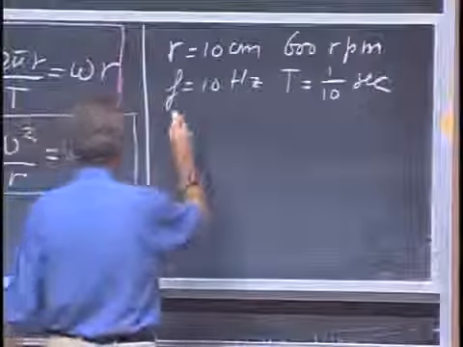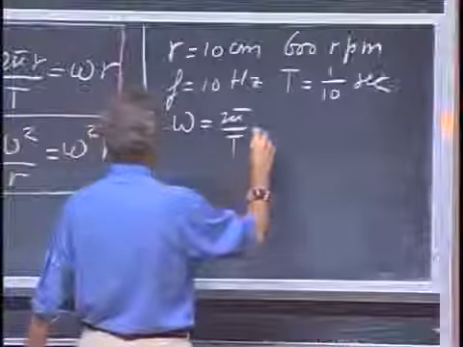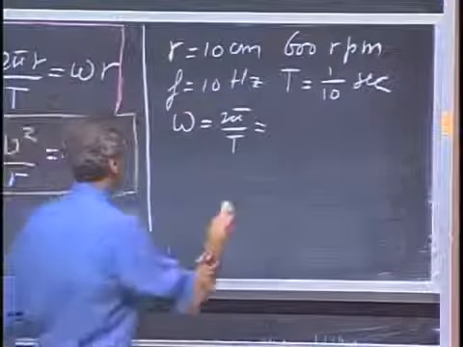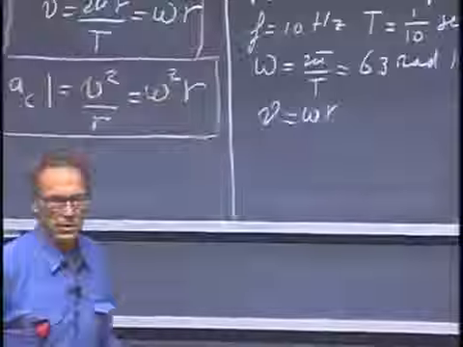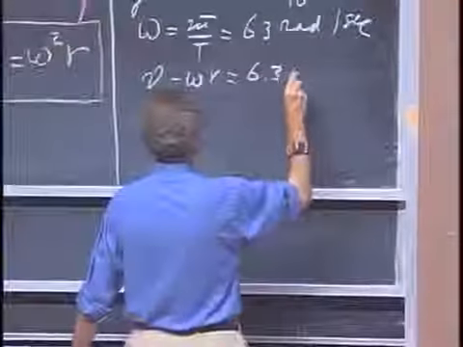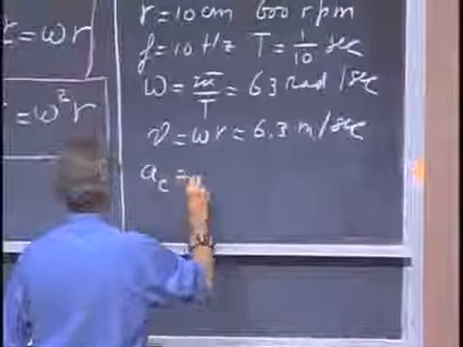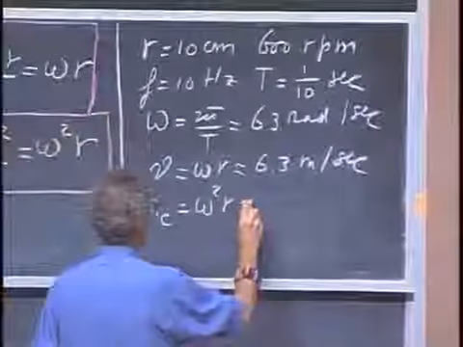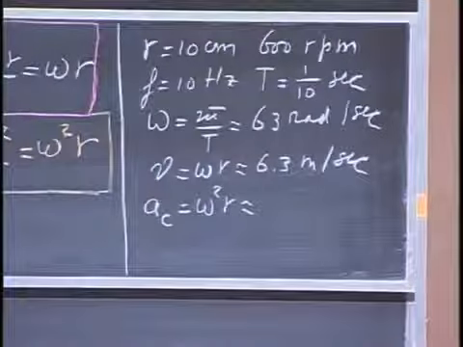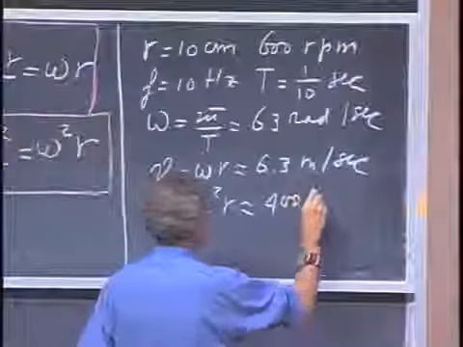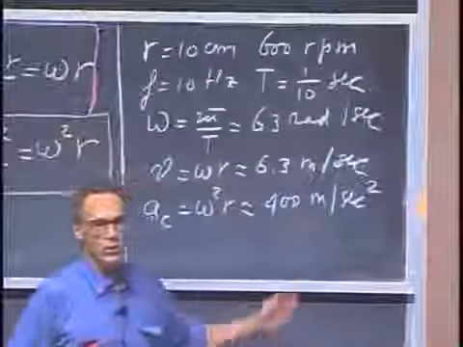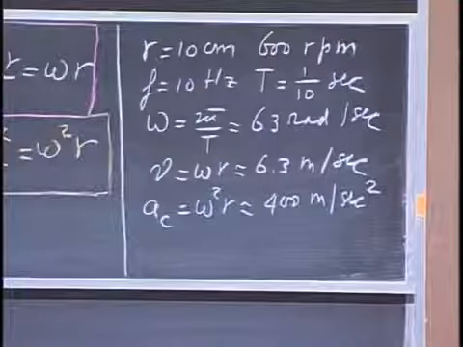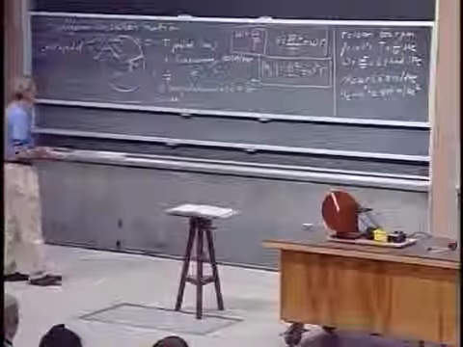So omega, angular velocity, which is 2 pi divided by T, is then approximately 63 radians per second, and the speed v equals omega r is then roughly 6.3 meters per second. The centripetal acceleration, and that's really my goal, would be omega squared r, or if you prefer, you can take v squared over r. You would get the same answer, of course, and you will find that that is about 400 meters per second squared. And that is huge. That is 40 times the acceleration due to gravity. It's a phenomenal acceleration, a simple vacuum cleaner.